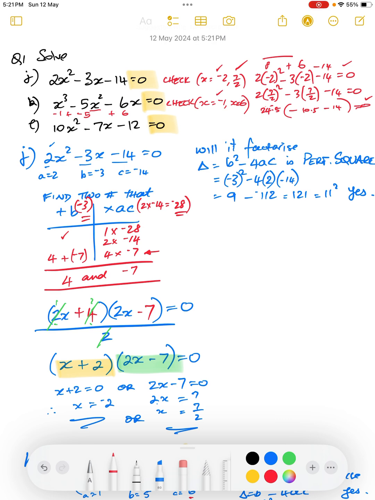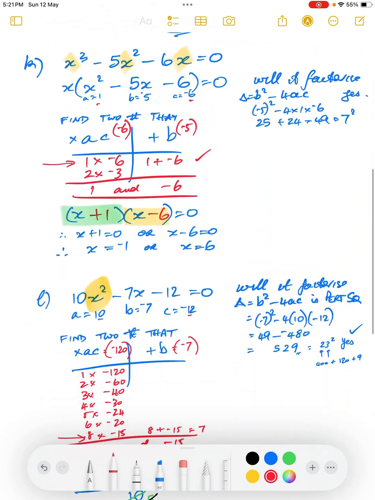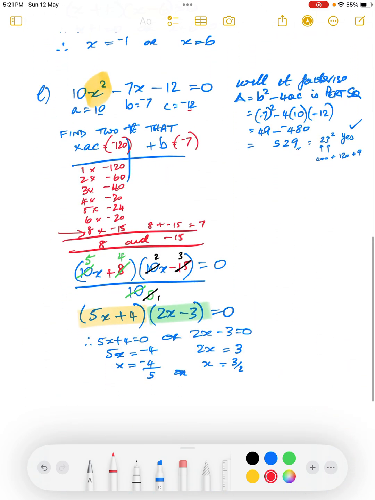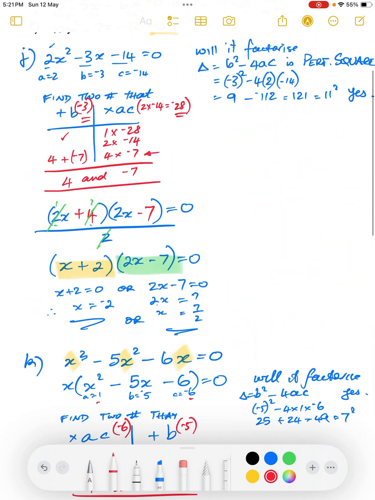And finally, I'm just going to check underneath here. Let's put a 6 for each of these. So 6 cubed is 216. 6 squared is 36 times 5 is 180. And 6 times 6 is 36. 216 take away 216 does equal 0. So x does equal 6. And let's check the last one. We want their fractions, negative 4/5 and 3/2.